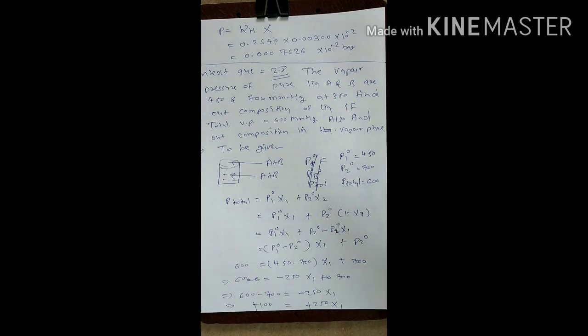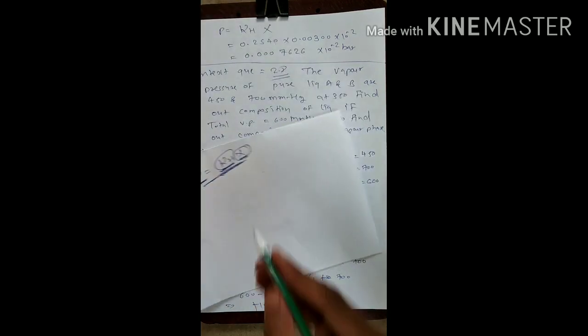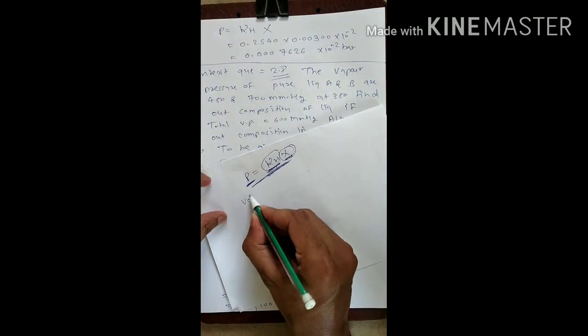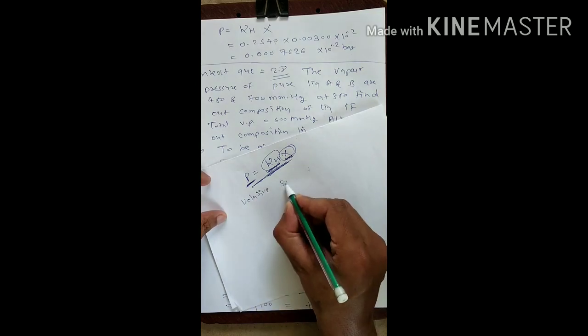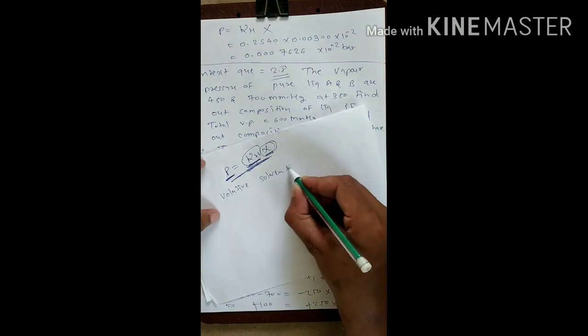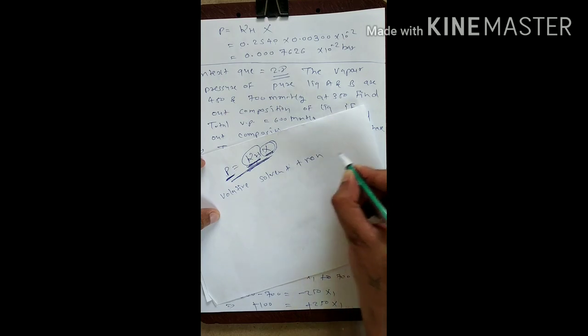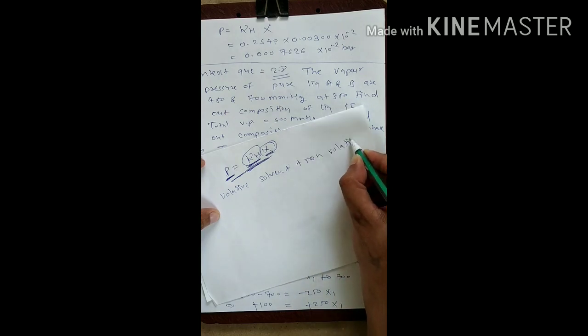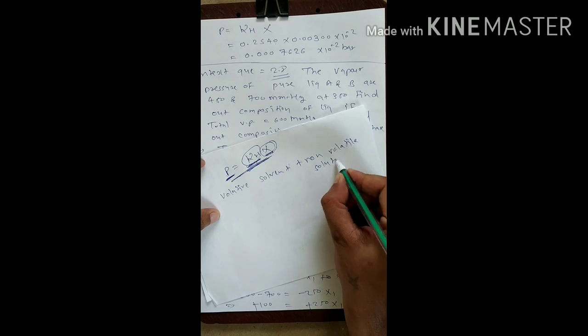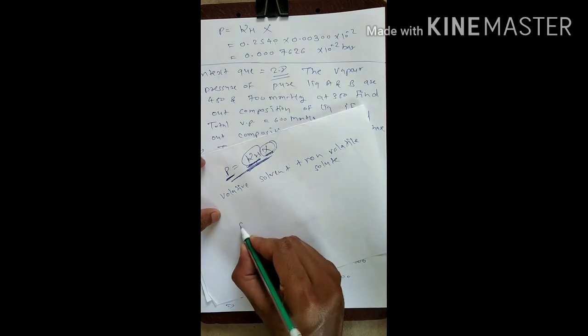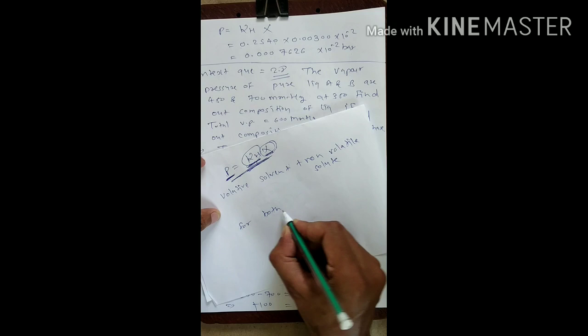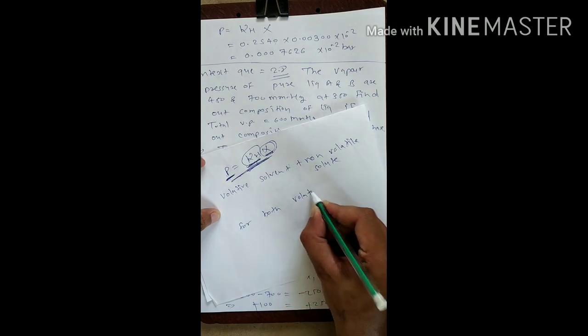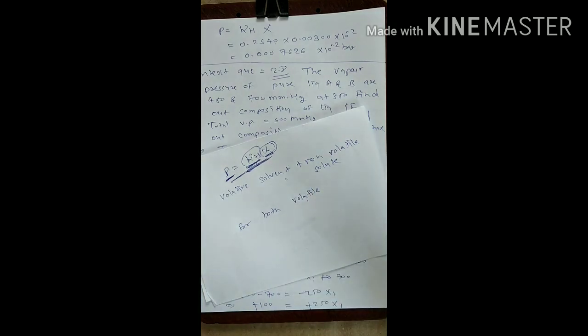So these were the examples based on Henry's law. Now the next theory was Raoult's law. In Raoult's law you have two types: Raoult's law for volatile solvent plus non-volatile solute, and for both volatile. Two different laws were there.